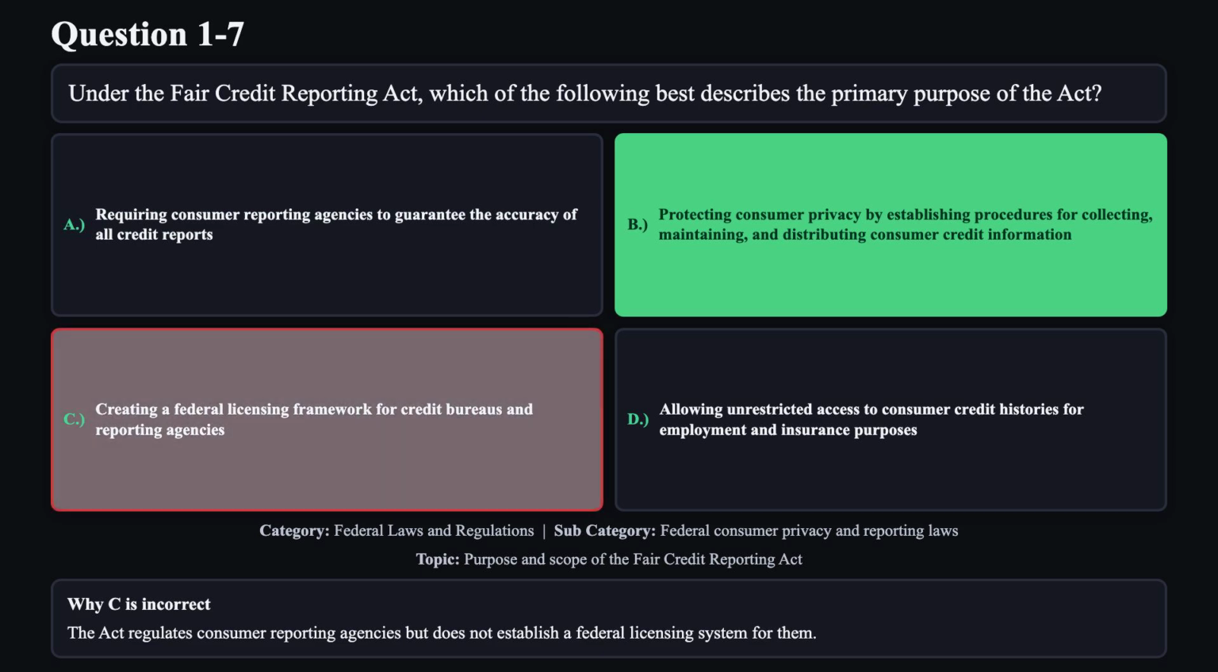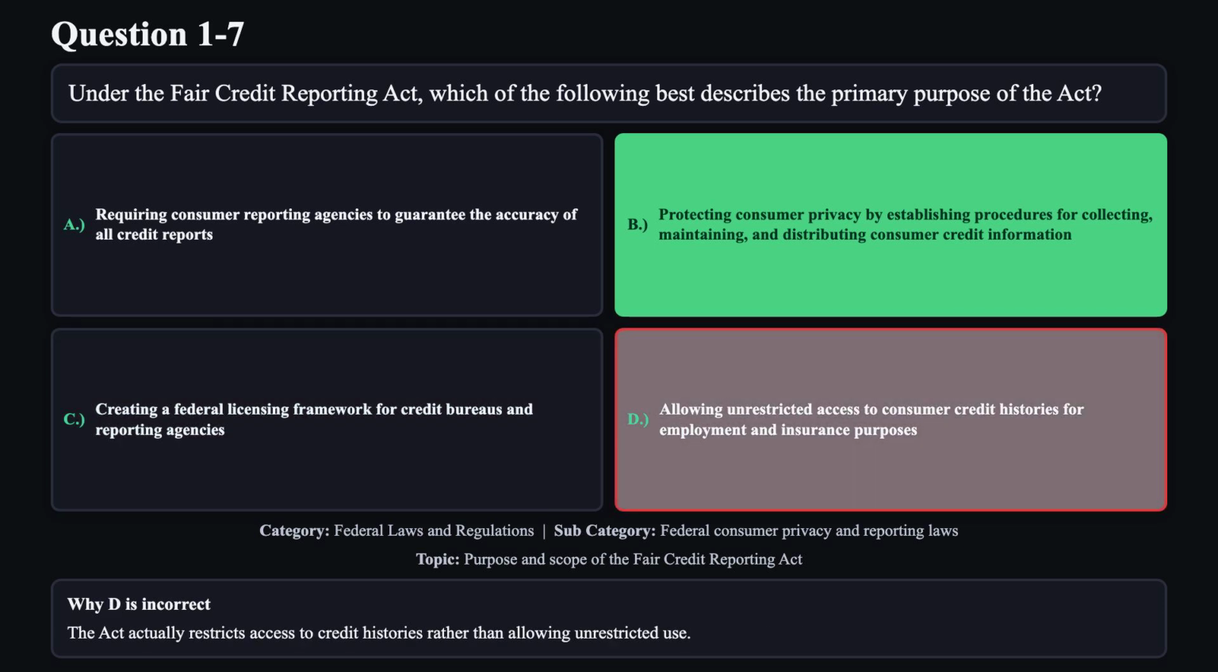Reason C is not correct. The Act regulates consumer reporting agencies, but does not establish a federal licensing system for them. Reason D is not correct. The Act actually restricts access to credit histories rather than allowing unrestricted use.